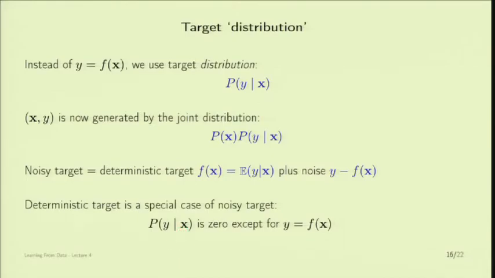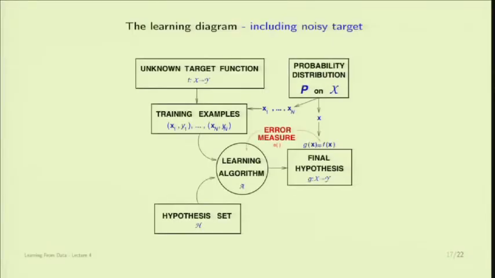Okay. Now, let's do the final installment of the learning diagram. Once we are done with this, we will freeze it forever. This will be the general learning diagram for unsupervised learning. And here is what we have. We are going to include the noisy targets. This is what we had so far. It's getting crowded, isn't it? And we are going to make it more crowded. And in this case, we are including the noisy targets.